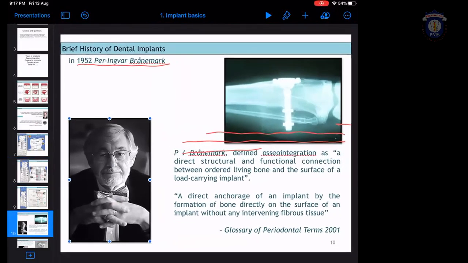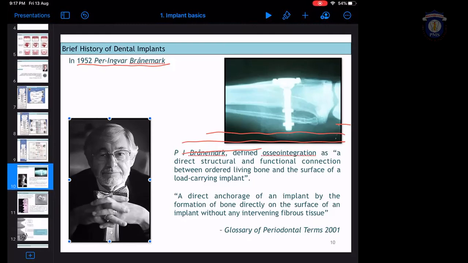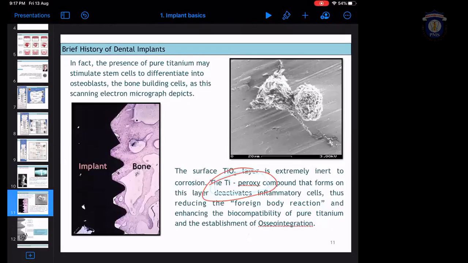Then the concept of osseointegration, as I told, was described by Per Ingvar Branemark. He defined it as a direct structural and functional connection between ordered living bone and the surface of the load carrying implant. That is, there is a connection, structural as well as functional, found between the implant and the bone surface. Okay. This same definition by Per Ingvar Branemark was given to osseointegration.